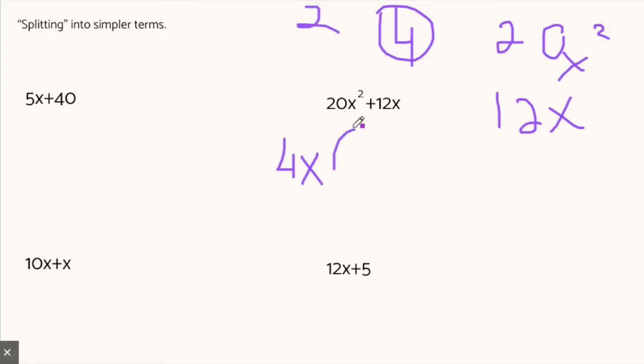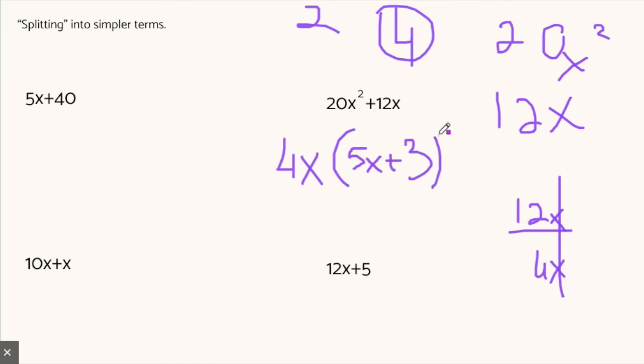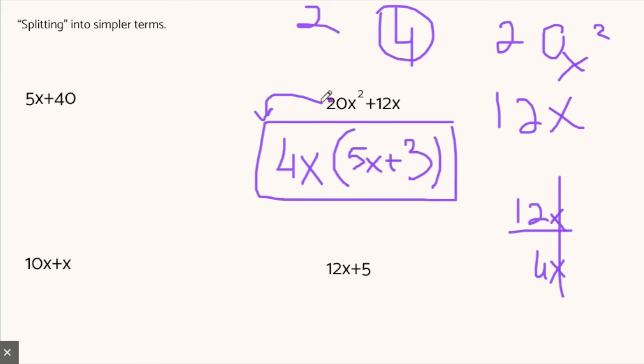When we take 4x out, 20x squared divided by 4x is going to give us 5x. And 12x divided by 4x, you can write it like this. The x's are going to cross out. 12 divided by 4 is 3. So 5x plus 3. This is the simplest form of this.